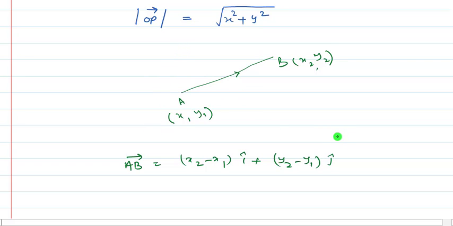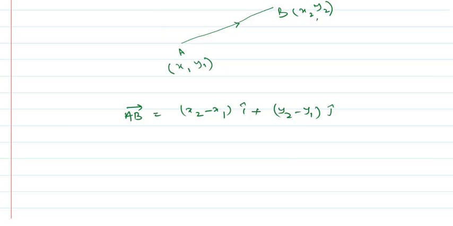This can be easily proved by taking a coordinate plane and drawing perpendiculars from A and B to the x-axis and y-axis. So the vector components of AB are x2 minus x1 I cap and y2 minus y1 j cap, whereas the scalar components are x2 minus x1 and y2 minus y1. So this is how to represent a vector along the axes when the vector has 2 points, A and B.